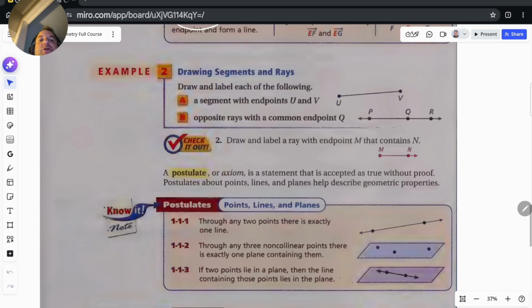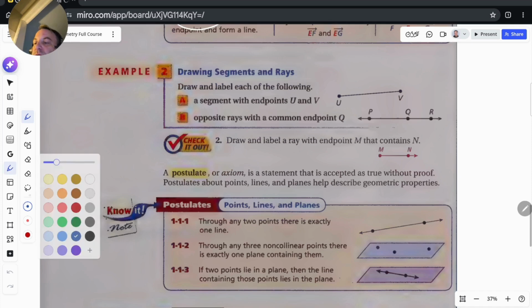Today we're stepping into part 2 of our Geometry full course series. We're in section 1 of chapter 1, and we're jumping over here to our second example. We ended our last video with our first example. So let's take a look at part A here, on number 2.